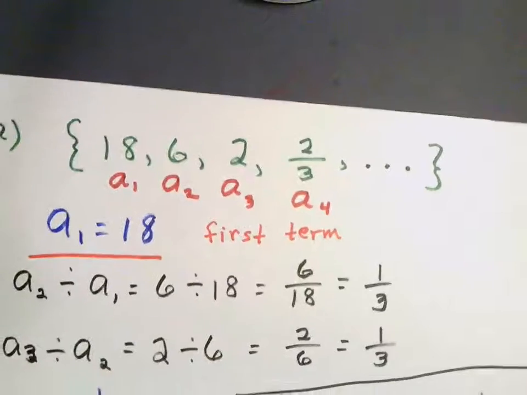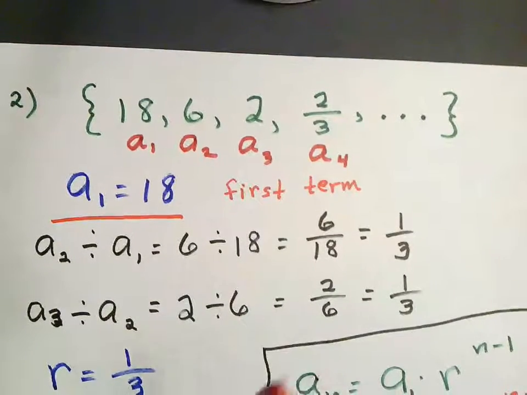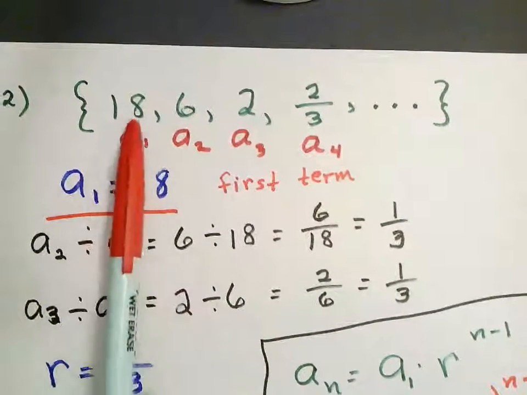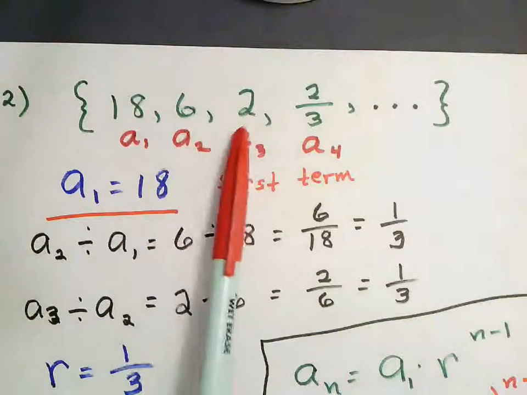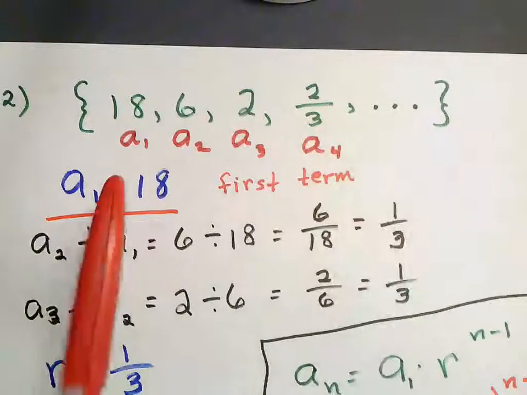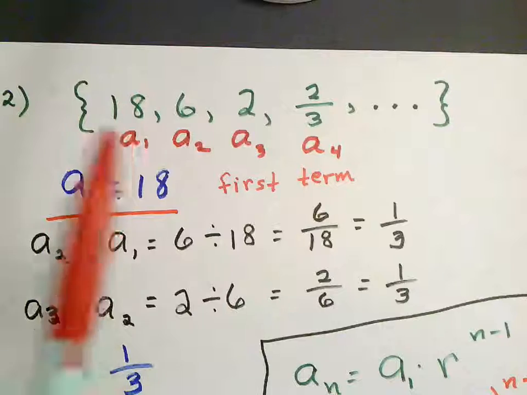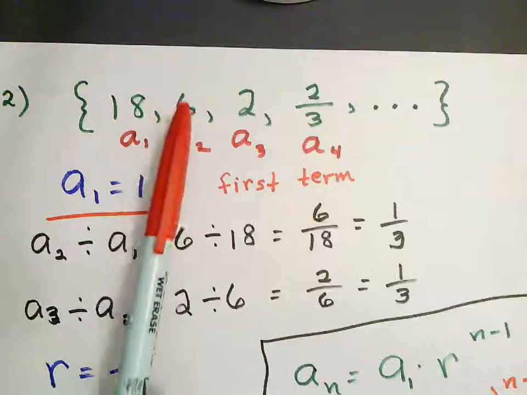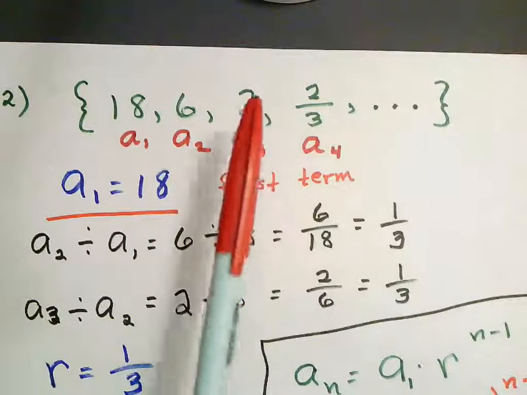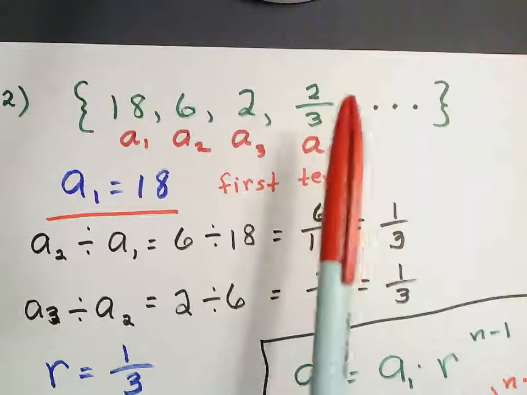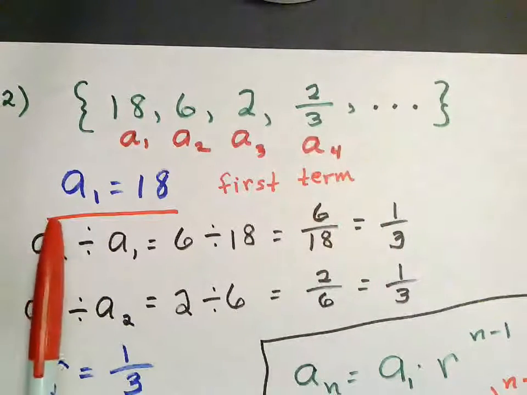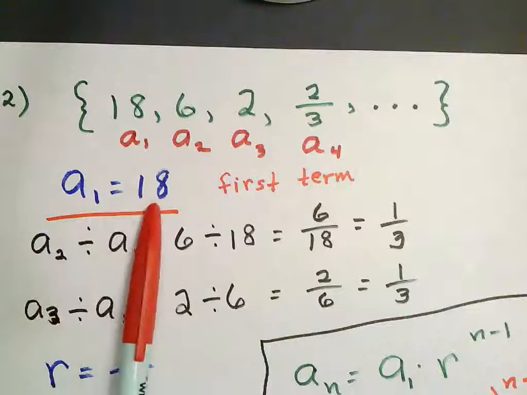Let's look at another example. We want to write the explicit formula for this geometric sequence, 18, 6, 2, 2/3, and so on. The a sub 1 term is 18, the a sub 2 term is 6, the a sub 3 term is 2, and the a sub 4 term is 2/3. The first term, the a sub 1 term, is 18.